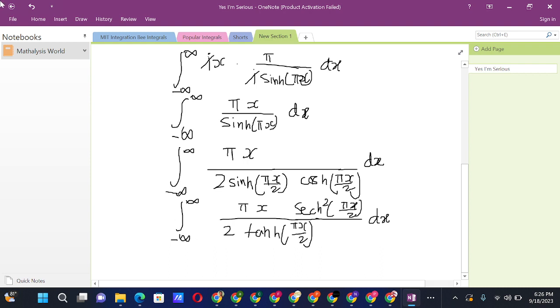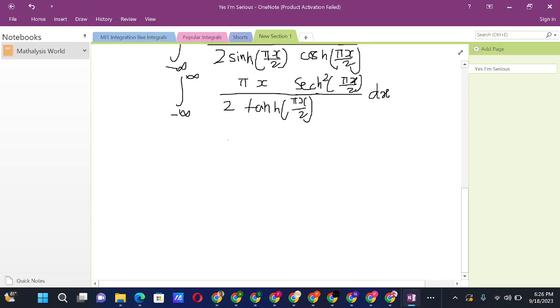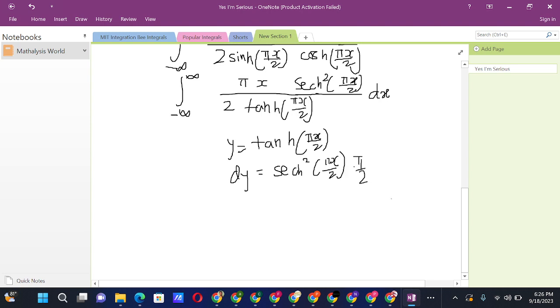Now we can just let y be tanh of pi x by 2. If we let y be tanh of pi x by 2, we see that the derivative dy will just be sech square of pi x by 2, and then here pi by 2, and then dx. Now we can see that sech square of pi x by 2, and then pi by 2, and then dx are all here, so that will be dy.